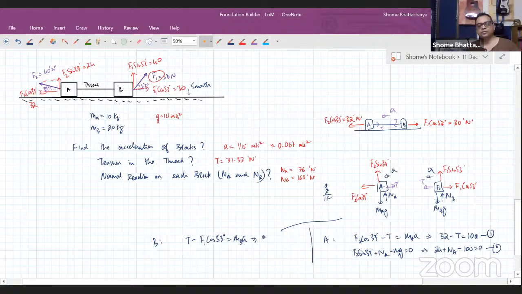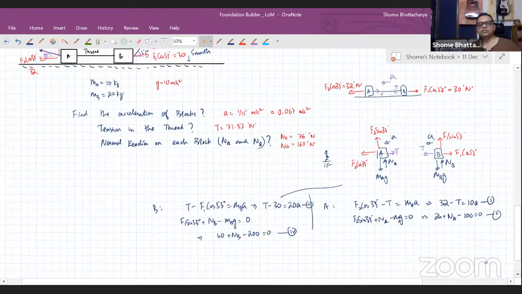So this will give you T minus 30 is equal to 20A. So that's equation 3. And vertical equation: F1 sine 53 plus NB minus weight is equal to 0. So this will give you 40 plus NB minus 200 is equal to 0. So that's your fourth equation.